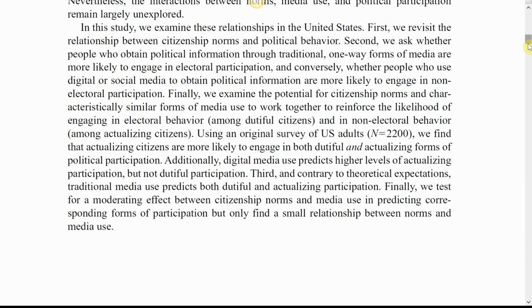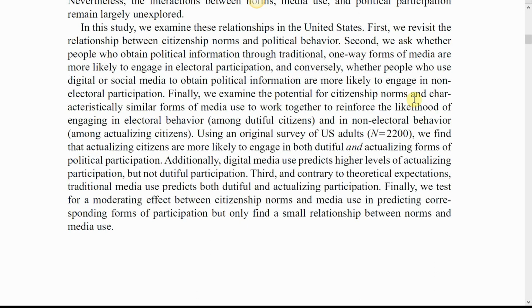So in this study, we examine the relationships in the United States. First, we revisit the relationship between norms and behavior. Second, we ask whether people who obtain political information through traditional ways are more likely to engage in participation, and conversely, people who use digital or social media to obtain information are more likely to engage in non-electoral participation. And then finally, we examine the potential for citizenship norms and characteristically similar forms of media use to work together to reinforce behavior. Now, even though these things are not grammatically formed as questions, these are the research questions.